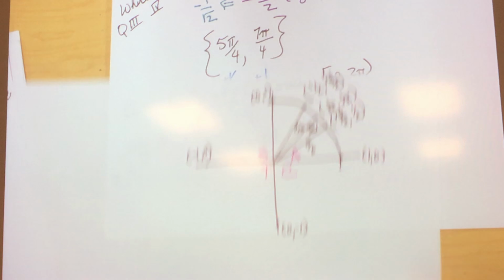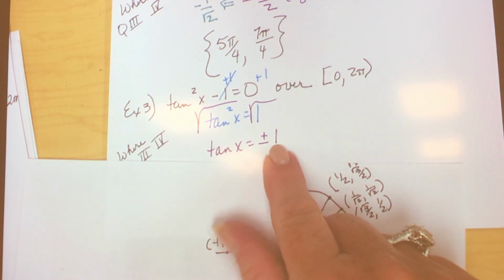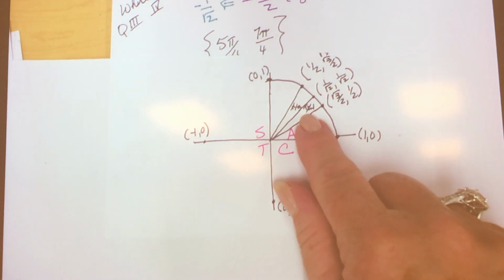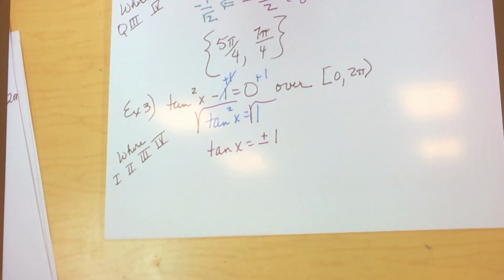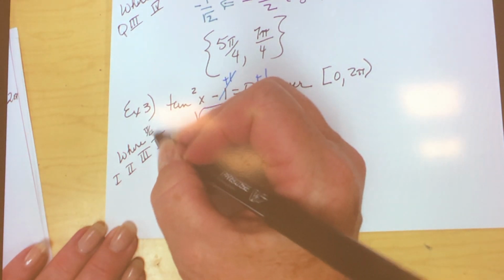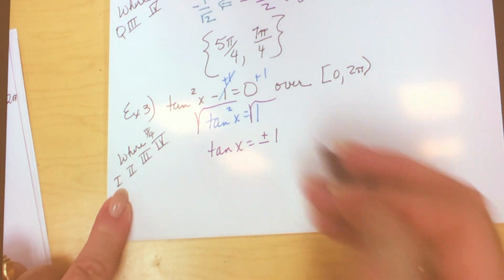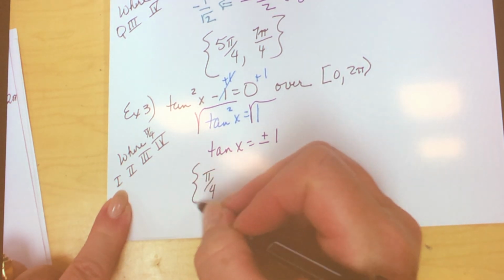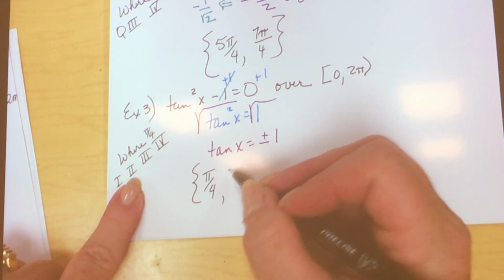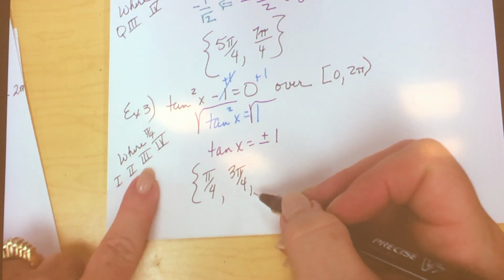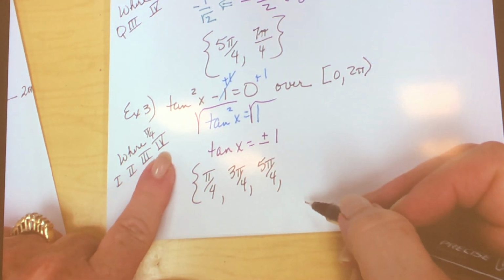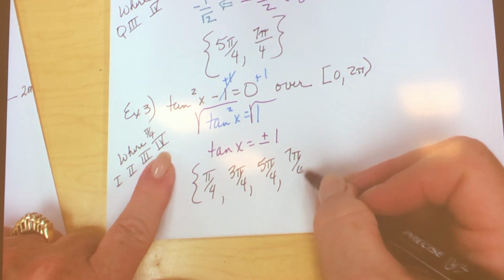Tangent is y over x. So I'm looking to put a y over an x and it'd be 1. If it's 1, what do you know about y and x? They have to be the same. So it has to be pi over 4. Put pi over 4 in the first quadrant. Then 3 pi over 4 in the second quadrant. 5 pi over 4 in the third quadrant. And in the fourth quadrant, 7 pi over 4. Perfect.